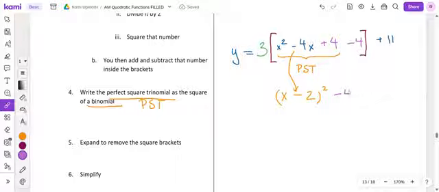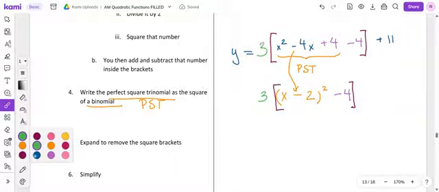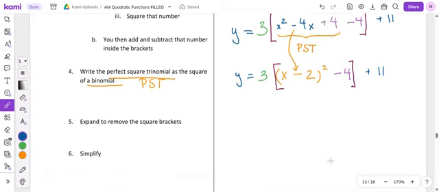Now I need to add everything that I didn't change. I didn't change that 3. I didn't change that 11. I still need to add my y equals, or at least an equal sign. Folks, we're starting to get there.